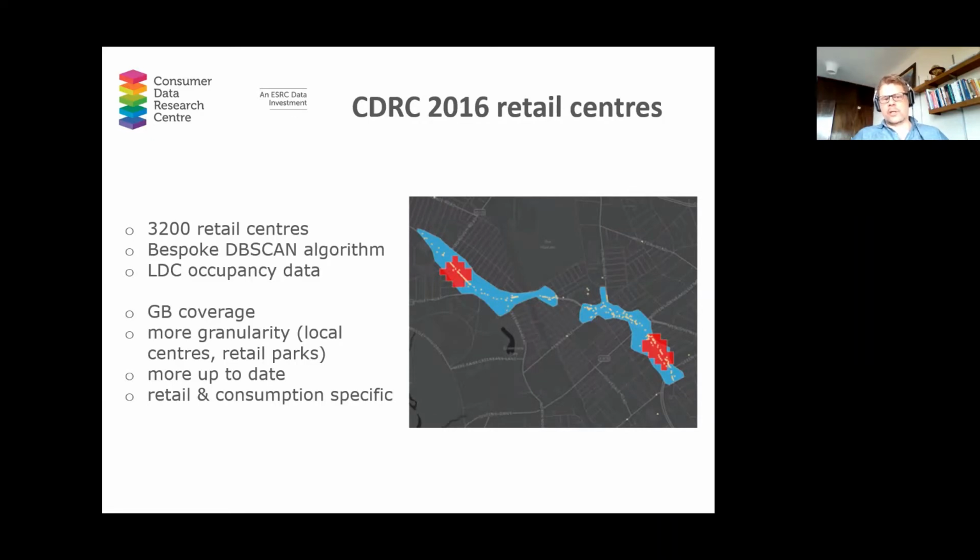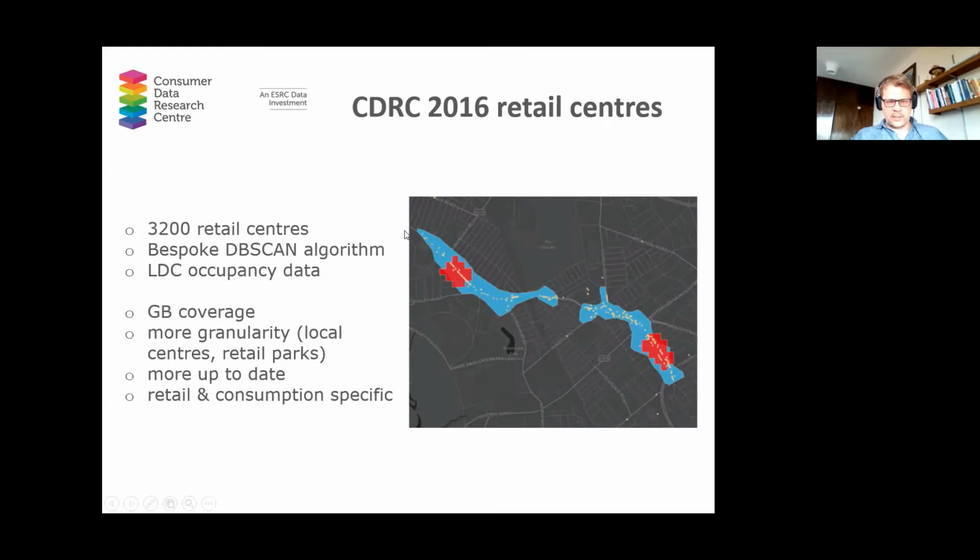So we used a bespoke DBSCAN algorithm, and we used LDC point data, Local Data Company occupancy data, in the shape of points, basically. If you look at this map here, the little yellow dots denote every single retail unit. They show the individual retail units in pretty much all the surveyed areas. They survey most of the centers, but not all of them.